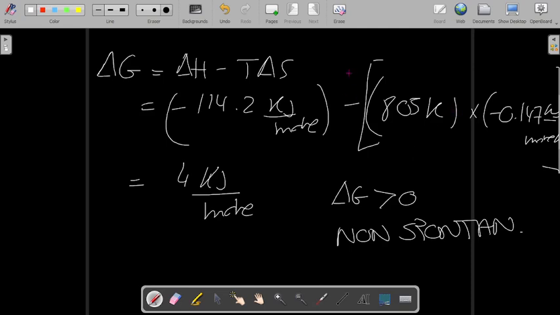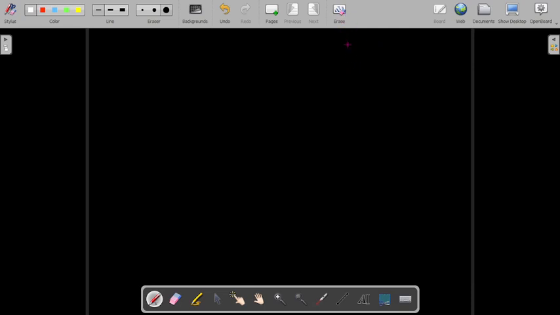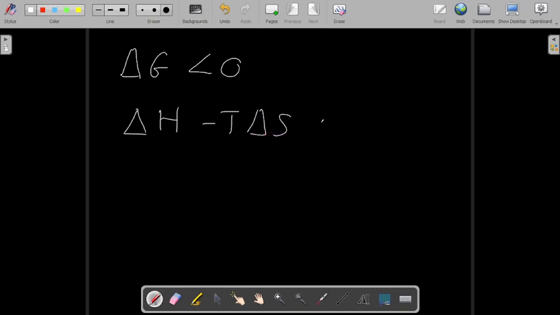Okay, this is the second section for this problem. Let's erase these. So what do we want? We want the Gibbs energy to be smaller than 0. That will make it spontaneous, correct? So if the Gibbs energy, which is enthalpy minus temperature times the change of entropy, is smaller than 0, it will take place, it will be spontaneous. What temperature makes this happen? Well, we need to isolate that temperature to find out when that happens.